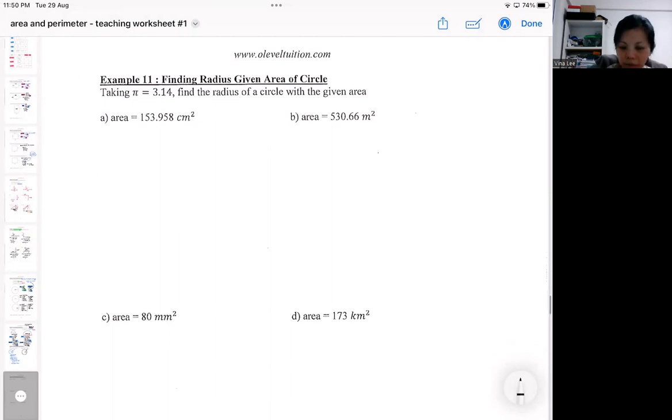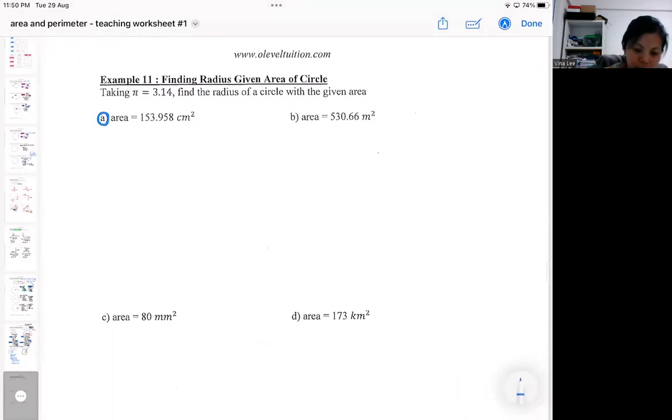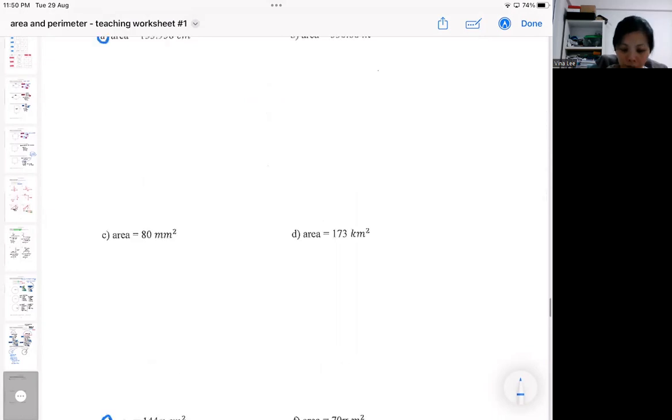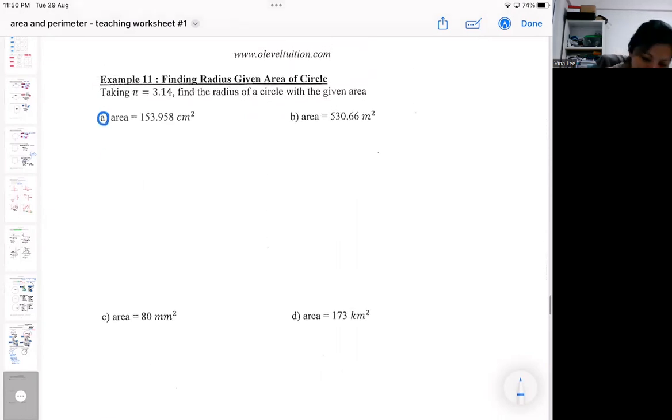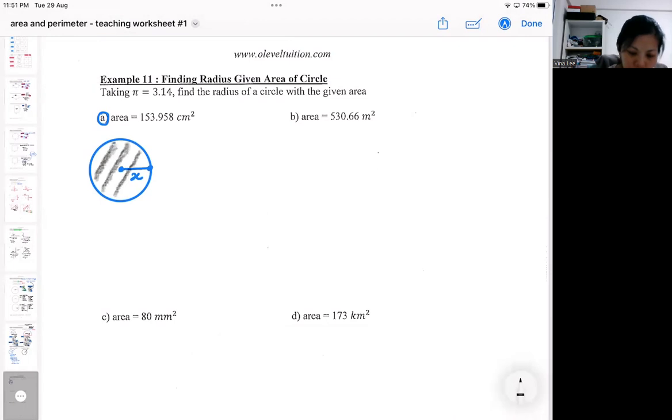Again, I'm going to start by drawing first. I'm going to show you A and E, and then you try to complete the rest with the same idea. I'm going to draw a circle. The radius is here, and then my whole area is this value.